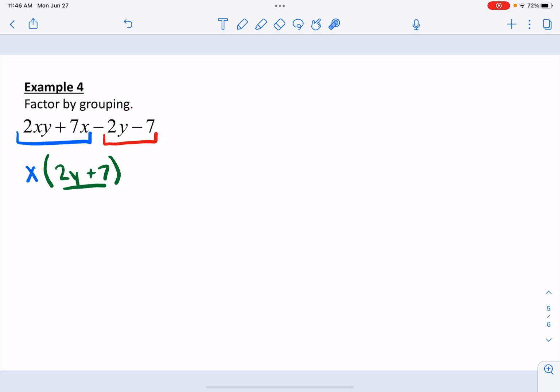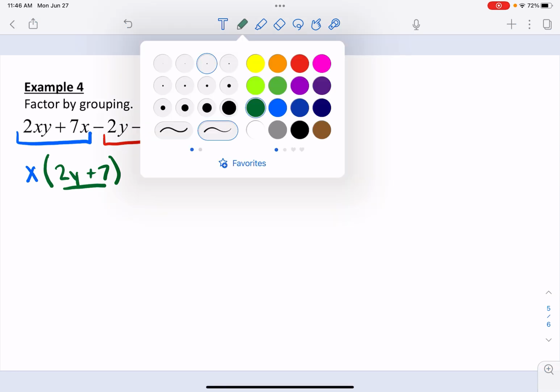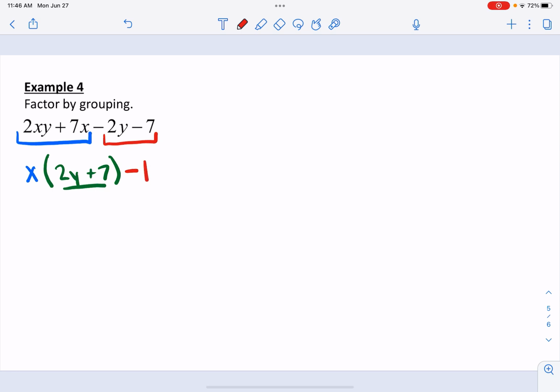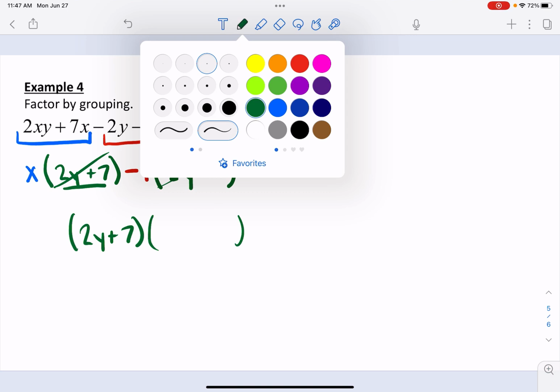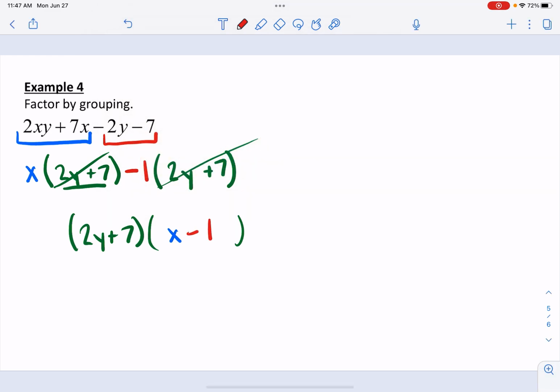Well, what do you notice? I kind of have it, I just have a negative and a negative. So if I factor out a negative 1 from this 2y, that's a negative. If I factor out a negative 1 from 7, I have a plus 7. Now that 2y plus 7, that's common in both terms. So that gets factored out, I don't want to say canceled out, but it gets factored out. And then I'm left with x minus 1.